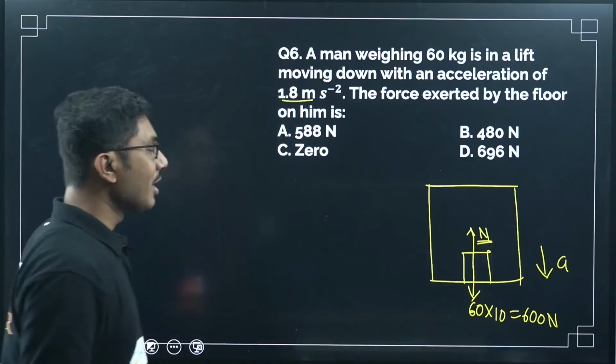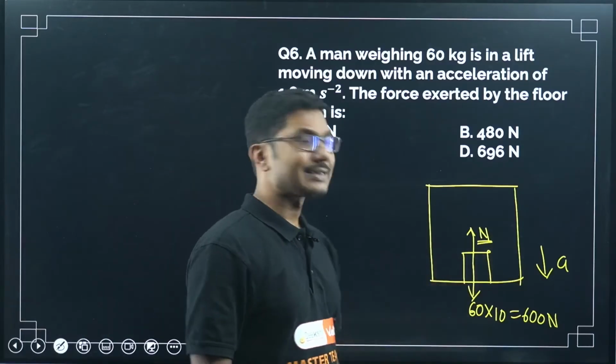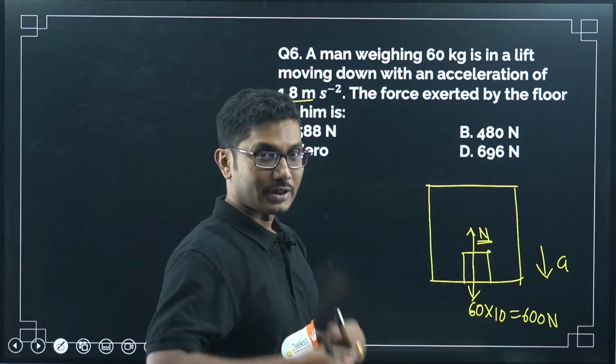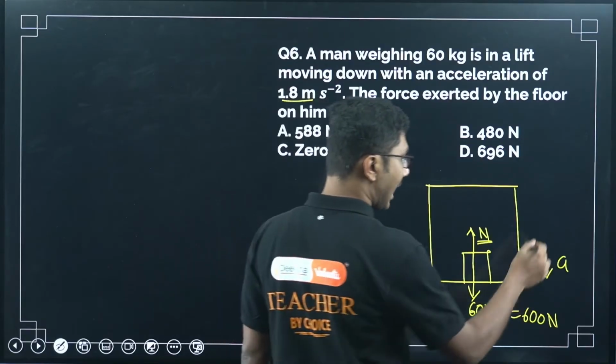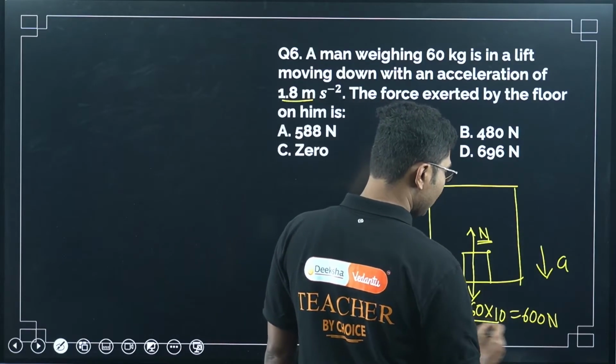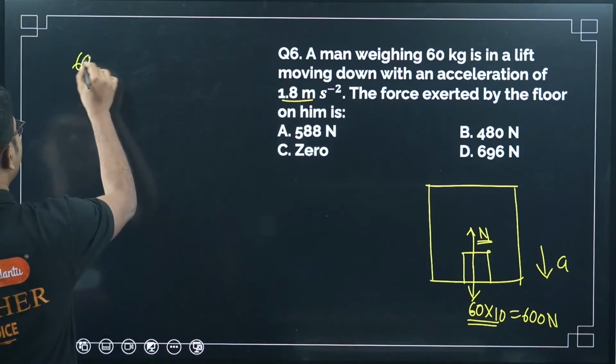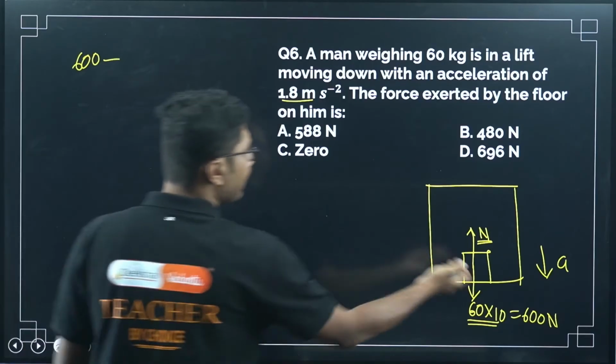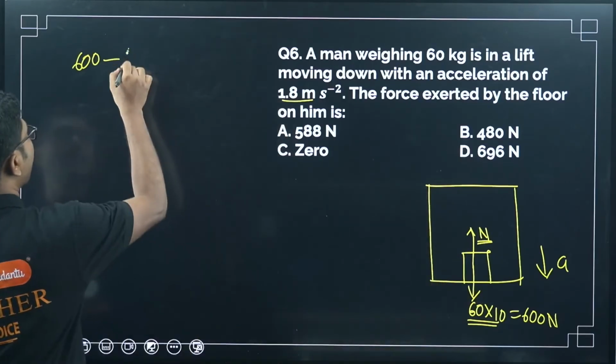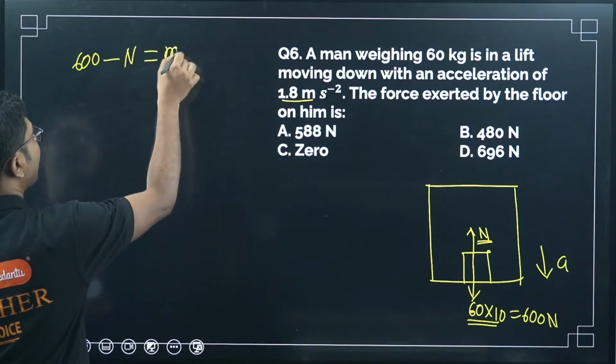I told you the direction of acceleration acts in the direction of the larger force, Amir. So who is Amir here? Acceleration is downward, weight is also downward. So weight is Amir. Okay, so Amir minus Garib. Garib is the upward force here. So mg minus N should be equal to ma.